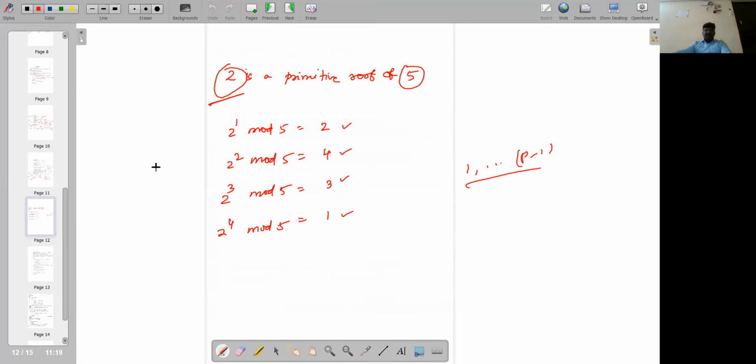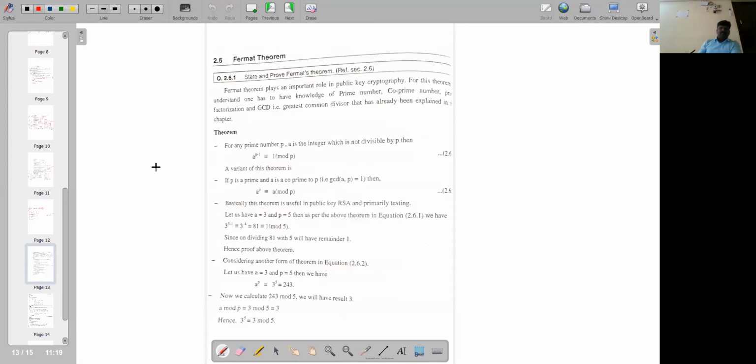So I explained about the primitive root. Next, we'll be discussing another important theorem, which is Fermat's theorem. This Fermat theorem will be used in public key cryptography. In the next chapter, we'll deeply discuss what is meant by public key cryptography. For the time being, you just need to understand that in public key cryptography, we'll be using two keys.